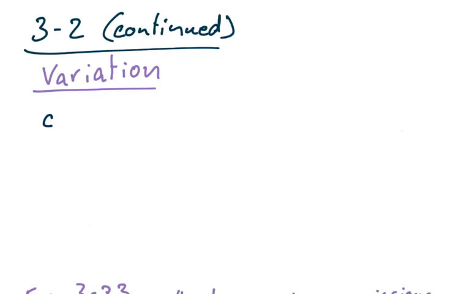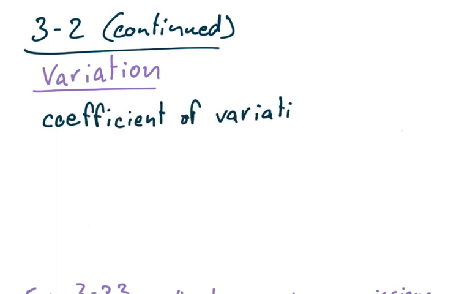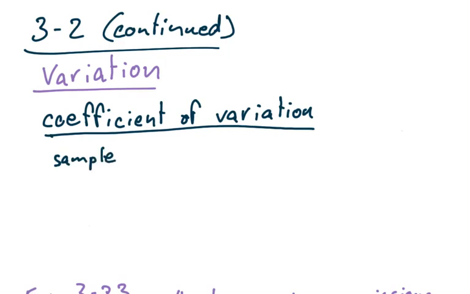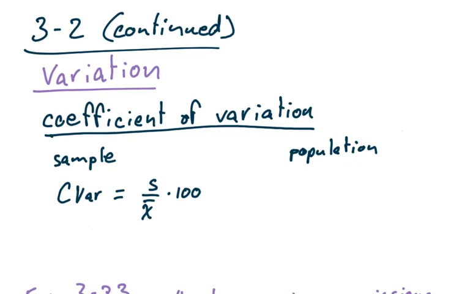One remaining thing to talk about is the coefficient of variation. For a sample, we have different notation, but we'll call this C-var, or coefficient of variation, and it shall be the standard deviation of the sample divided by the mean of the sample. So it is S divided by x-bar, and then we express that as a percentage. For the population, it is effectively the same exact thing.